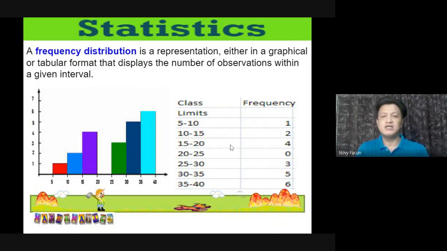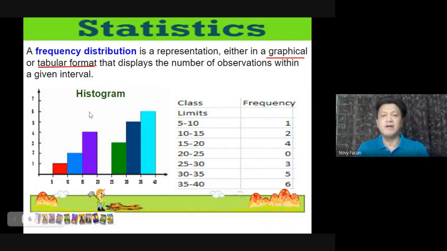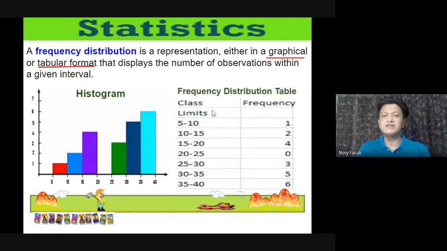constructing frequency distribution. With that, we have the types, we call this graphical and tabular. And this is called histogram, di ba? Ito yung representation natin, gumagamit tayo ng graph. And we also have this frequency distribution table. So with that, magpo-focus lang muna tayo dito sa pagko-construct ng frequency distribution table.